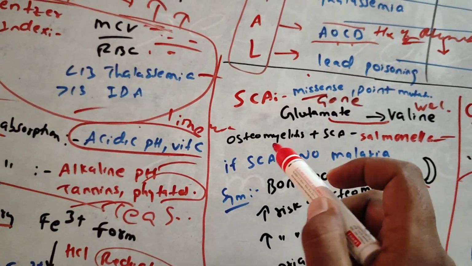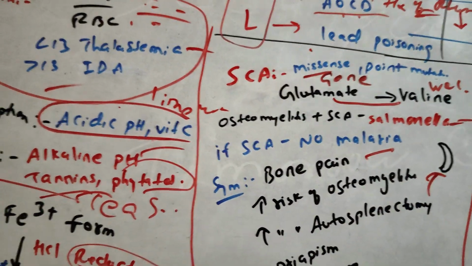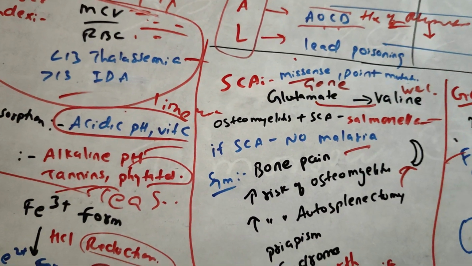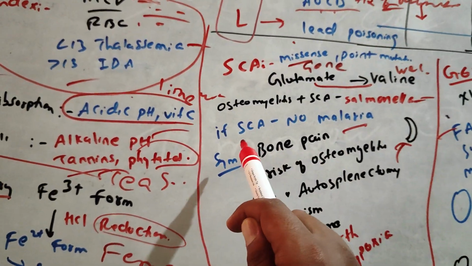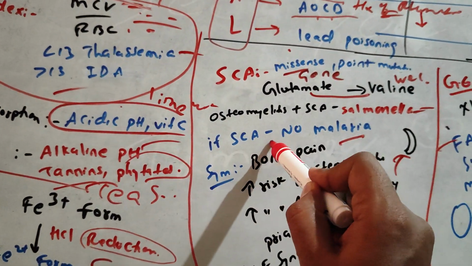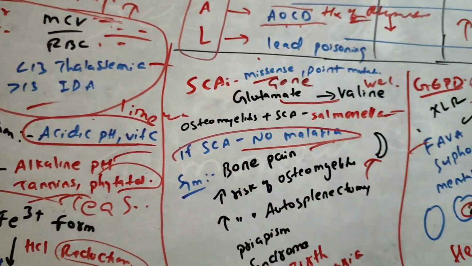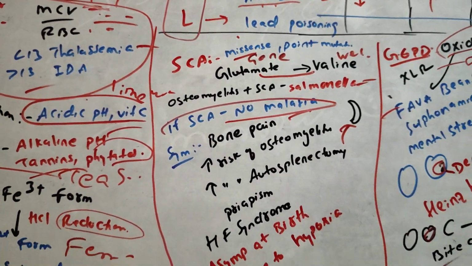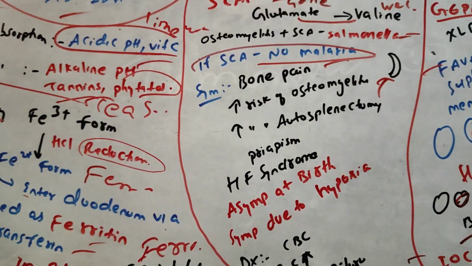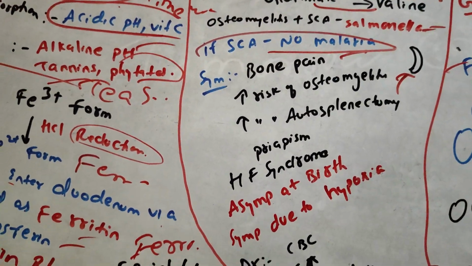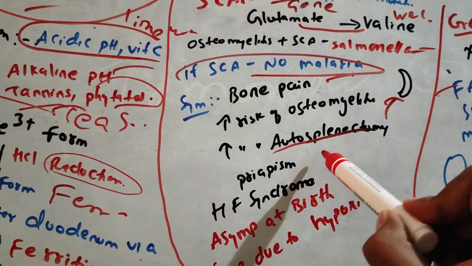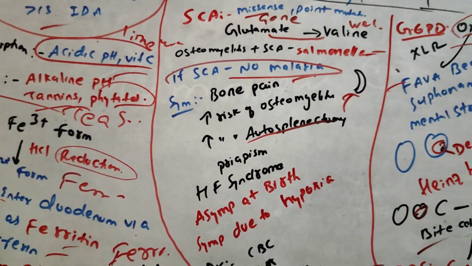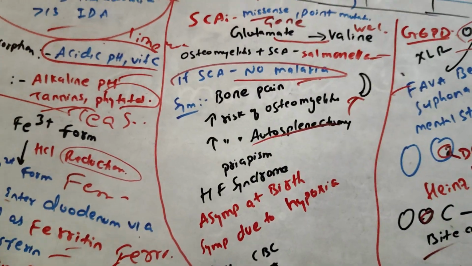But here, osteomyelitis with SCA, that is sickle cell anemia, is caused by Salmonella. Patients with sickle cell anemia will also not get malaria. Remember this one. Also, if the patient has sickle cell anemia, there is an increased risk of autosplenectomy. Auto means self-destruction of the spleen.